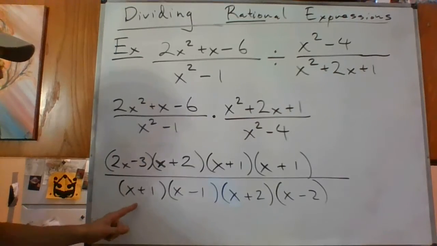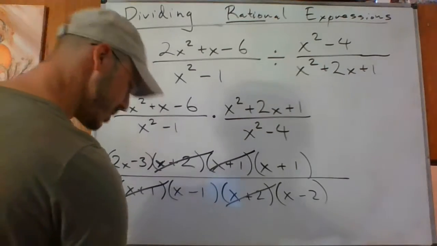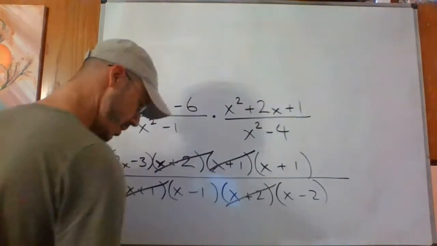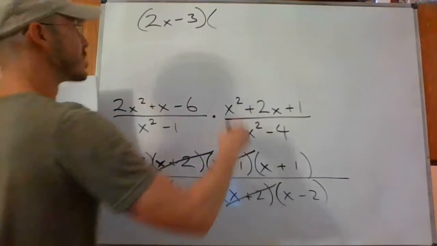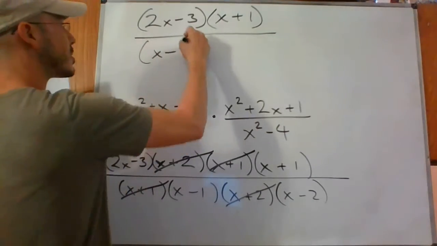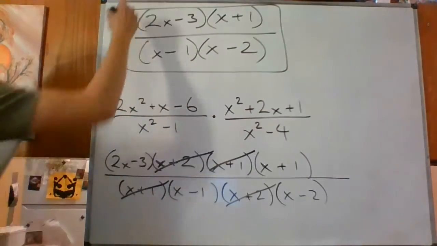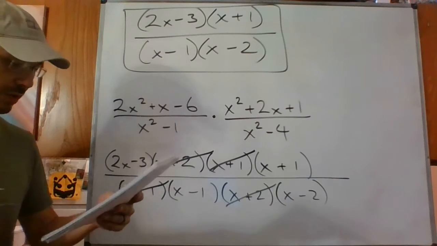Now I look for common factors. I see an x plus 1 and an x plus 1. Also an x plus 2 and an x plus 2. That's it. That's the only factors that'll cancel. So let me write my final answer up here. When I rewrite this, I get (2x minus 3) times (x plus 1) in the numerator, and (x minus 1)(x minus 2) in the denominator. So that's the completely simplified quotient of those two original rational expressions.